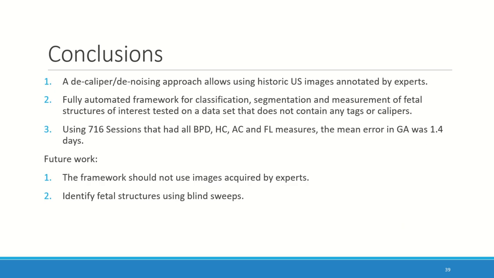So, in conclusion, we have an algorithm that can remove calipers from ultrasound images. These images can be used to train deep learning algorithms. We have a vast amount of data that can be used. We have a fully automated framework for classification, segmentation, and measurement of fetal structures of interest. We have tested all of this approach in images that do not contain any tags or calipers. We have 716 sessions that had all the measurements, and we computed the gestational age using the Hadlock formula, and the mean error was 1.4 days.